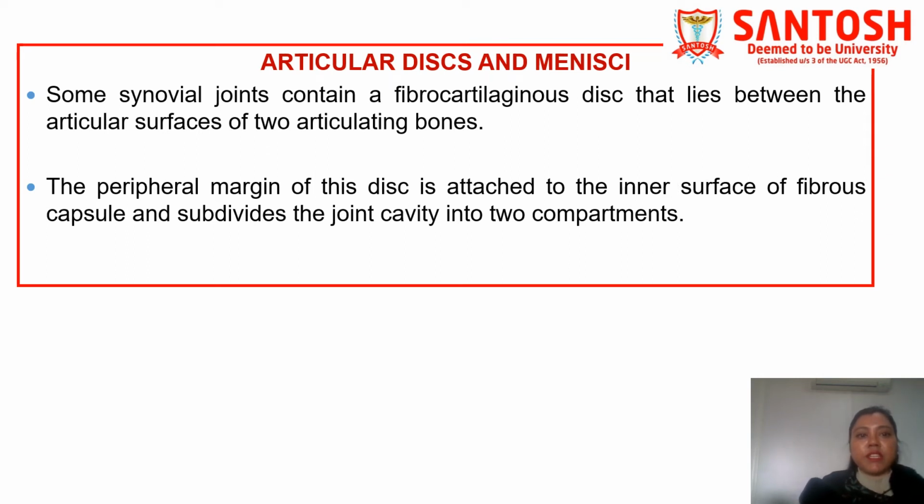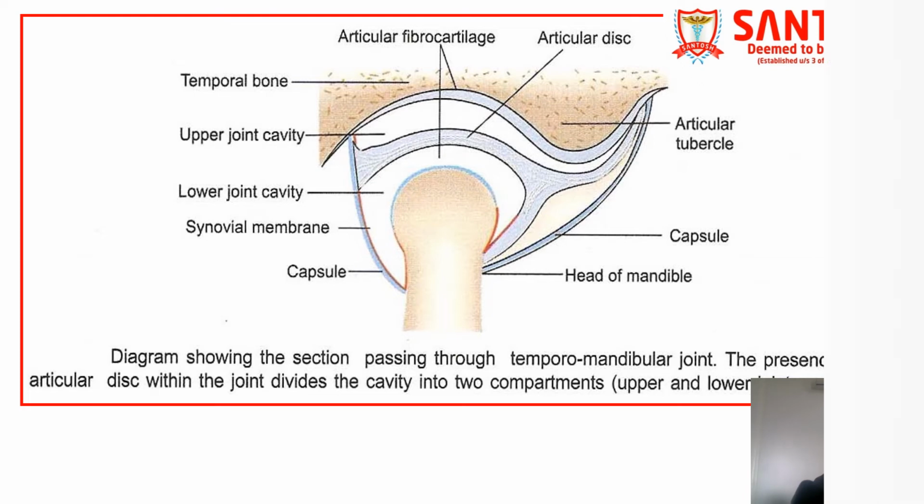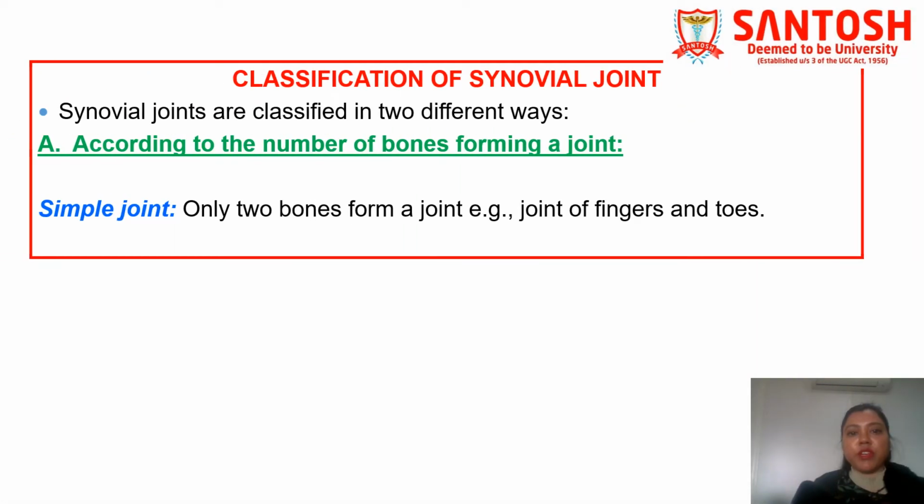Now, articular disc and menisci. Some synovial joints contain a fibrocartilaginous disc between the articular surfaces of two articulating bones. The articular disc is attached to the inner surface of the fibrous capsule and divides the joint cavity into compartments. Different movements happen in these two compartments. This is the articular disc which divides the joint cavity into two compartments. This is an example of the temporomandibular joint.